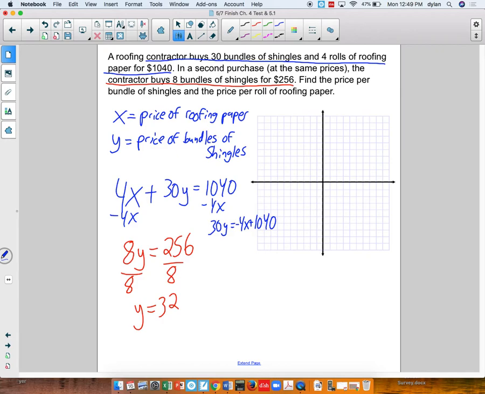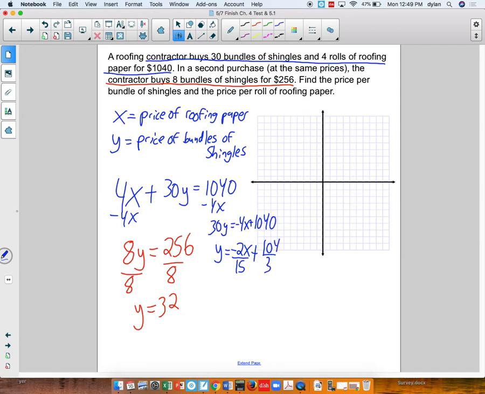Then we're going to divide everything by 30. So we would have y equals, now negative 4 over 30 is the same thing as negative 2 over 15, so we'd have negative 2x over 15. 1,040 divided by 30 is the same thing as 104 divided by 3. And if you think about it, 104 is not divisible by 3 because its digits don't add up to a multiple of 3. So we would just have 104 over 3.